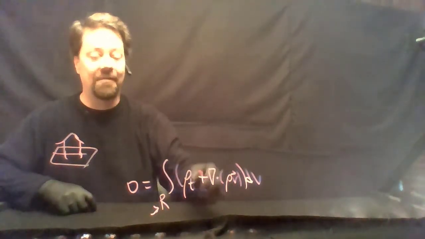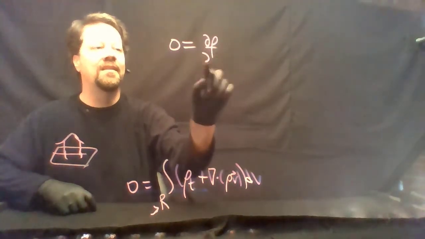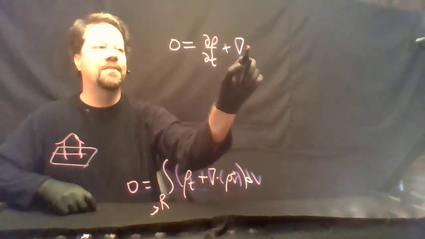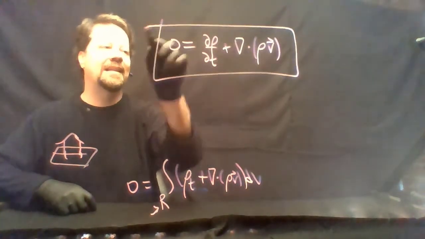And it follows then as a consequence that zero is d rho dt plus the divergence of rho v. This is called the continuity equation.